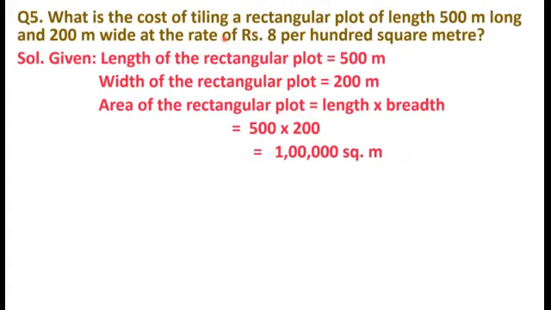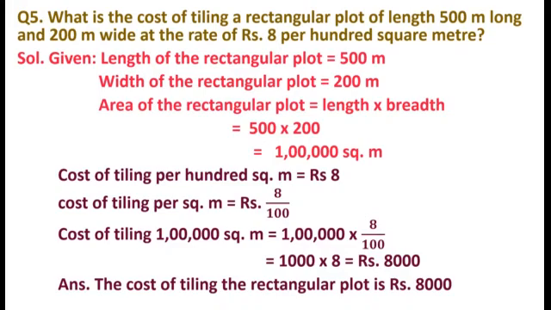Okay. Now we have to find the cost of tiling this 1 lakh square meter area, at the rate of rupees 8 per 100 square meter. Per 100 square meter is given. So first we will find out what is the rate per square meter. It is given that the cost of tiling per 100 square meter is equal to rupees 8. So the cost of tiling per square meter will be equal to rupees 8 divided by 100.